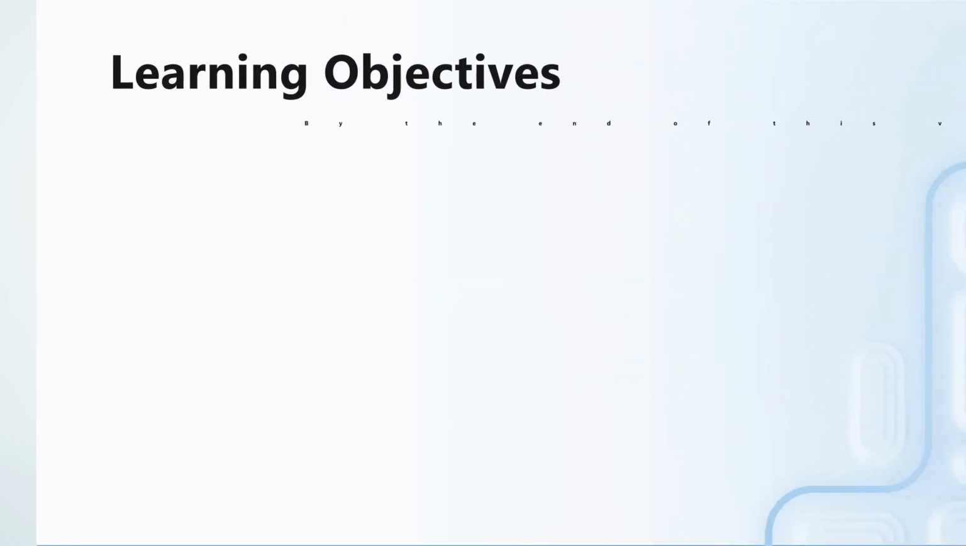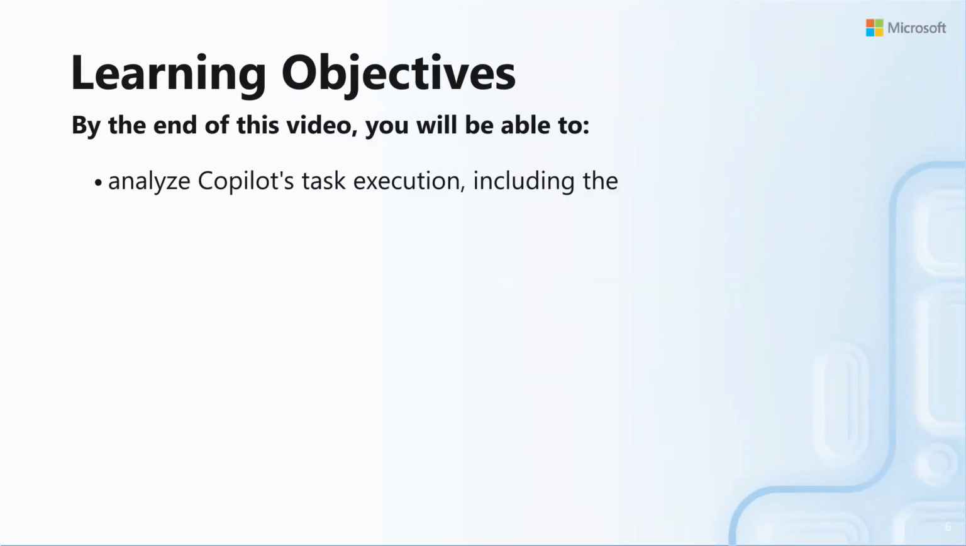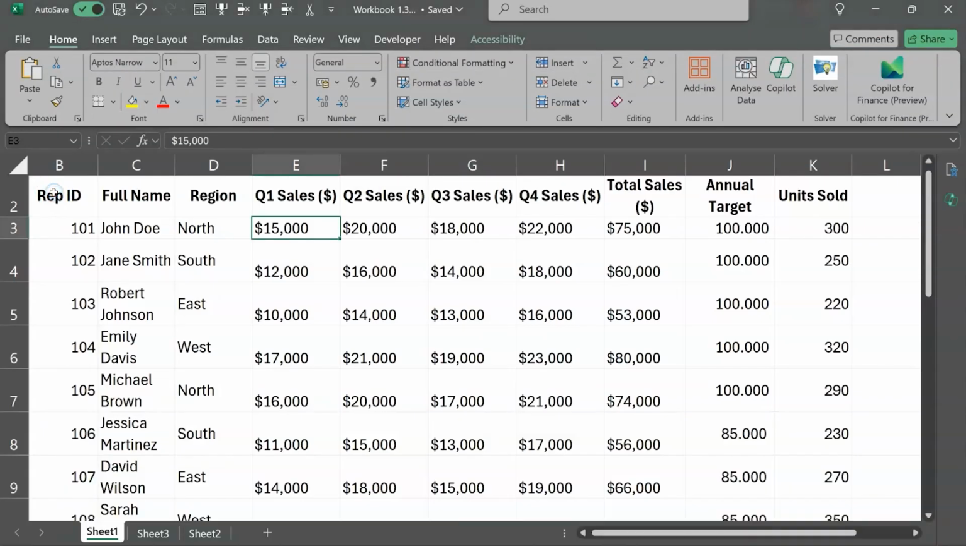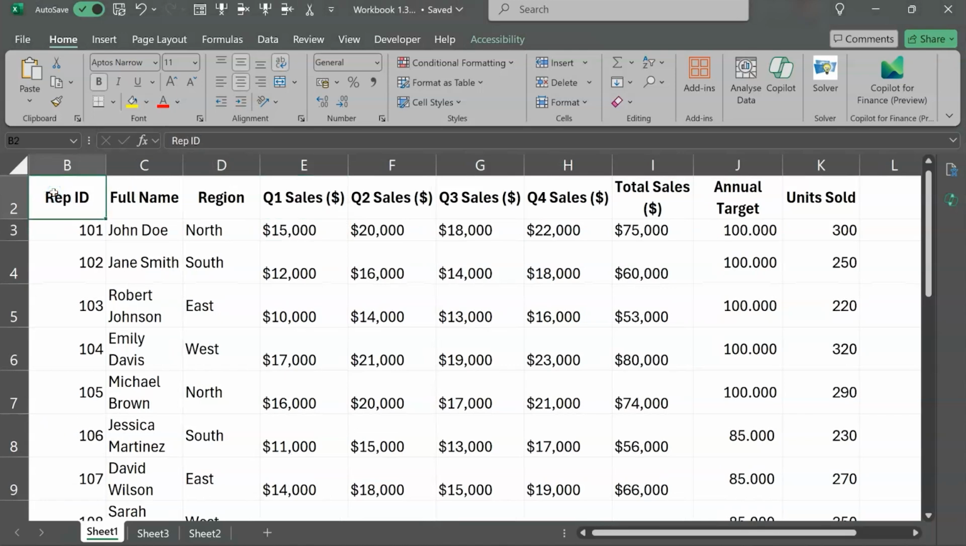By the end of this video, you will be able to analyze Copilot's task execution, including the accuracy of its output. Let's take a look at the data set we're going to work with. It includes sales data for various sales reps, the regions they operate in, and the total revenue generated over the past 4 quarters. In the final column, we have the total number of units sold over the year. Let's assume this company sells smart and versatile robot vacuum cleaners.